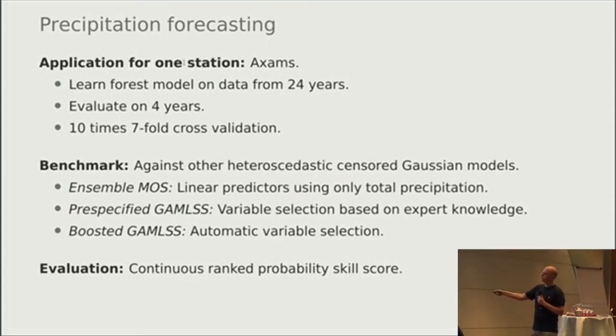So the simple model with linear predictors without any nonlinear effects and using only the total precipitation ensemble, the main variable from our physical model. Then we also used a pre-specified GAMLSS with variable selection based on expert meteorological knowledge. So we forced them to pick something, and this is what they came up with. And then we also used the GAMLSS and boosted it. So this had all of the variables available, and by boosting we did variable selection. And this was quite costly in terms of cross-validation to get the variable selection, whereas the random forest was quite a bit cheaper to fit.